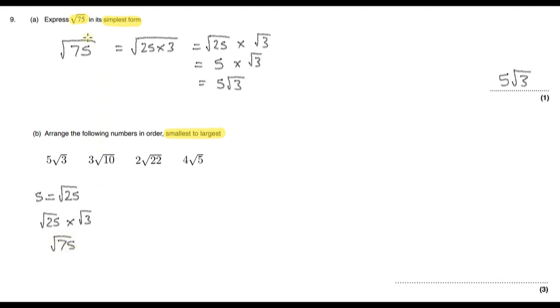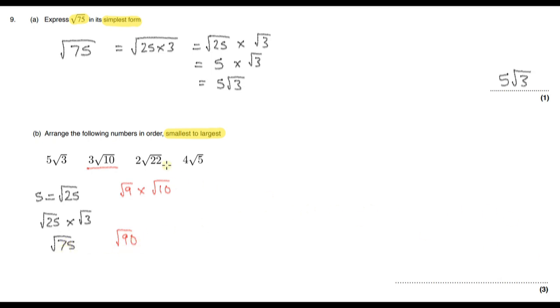So I don't know if that's a coincidence. It's the same as this up here. But 5 root 3 is the same as root 75. Let's do exactly the same for this one here. So 3 is the same as root 9. So it's going to be root 9 times root 10, which is root 90. So that one is root 90. So root 75 is definitely smaller than root 90.